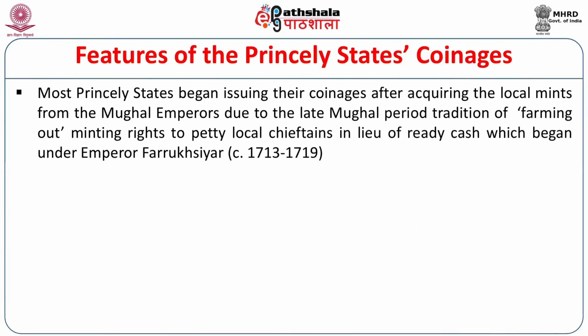Most of the princely states began simply issuing their coinages after acquiring local mints from the Mughals themselves during the late Mughal period. This tradition, also called the farming out of mints, began in the late Mughal period. It began with the Emperor Farrukhsiyar during the period of 1713 to 1719, when small token amounts of money, ready cash, were paid to the emperor or his officers in lieu of being offered the right to issue coins in the name of the emperor.